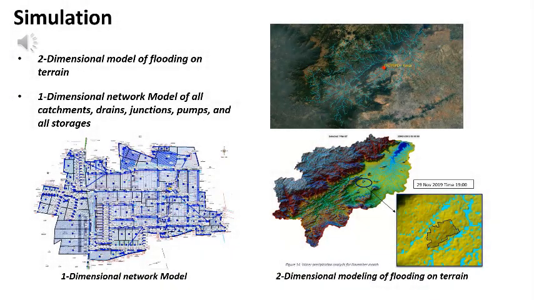The workflow in the project was divided in two parts. These are two-dimensional transient modeling of flooding on terrain obtained from digital elevation data. This digital elevation data was sourced from SRTM 30 GIS data sources, as well as some drone survey conducted at the site. The second part of the workflow was the development of a one-dimensional network model of all catchments, drains, junctions, pumps, and all the storage available on the site.